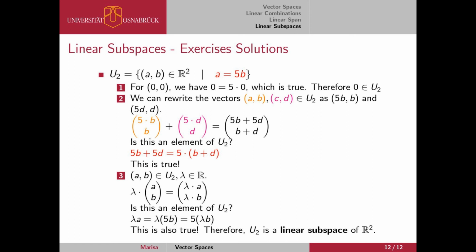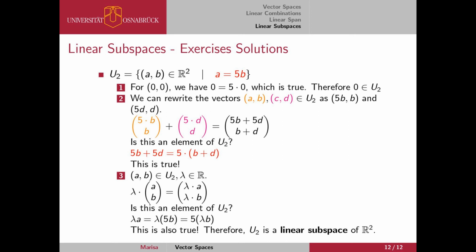And now we want to check again whether this is an element of U2. So whether the equation A equals 5B, the red equation, holds. And what we will see is that this indeed holds. So 5B plus 5D is equal to 5 times (B plus D). And therefore this is true. The second axiom holds. Now we only need to check for the third one.